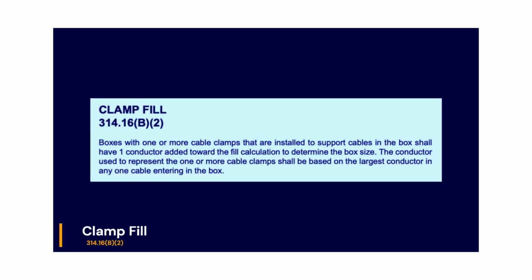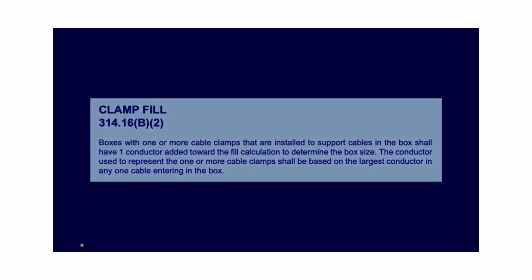Clamp fill. 314.16(B)(2). Boxes with one or more cable clamps that are installed to support cables in the box shall have one conductor added toward the fill calculation to determine the box size. The conductor used to represent the one or more cable clamps shall be based on the largest conductor in any one cable entering the box.